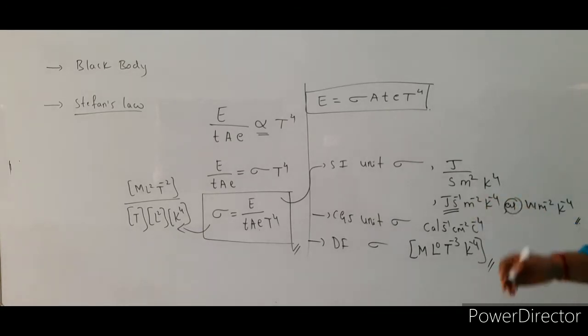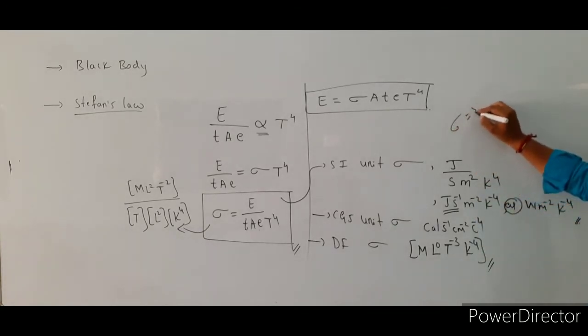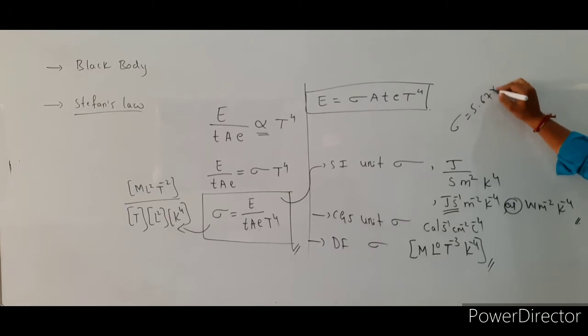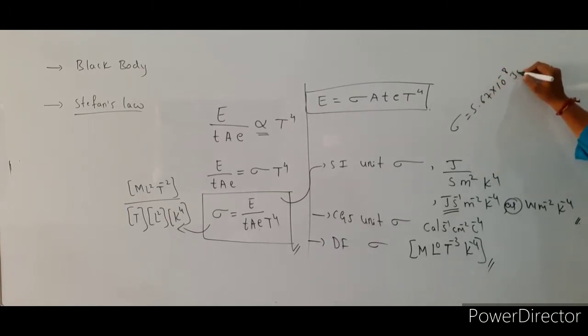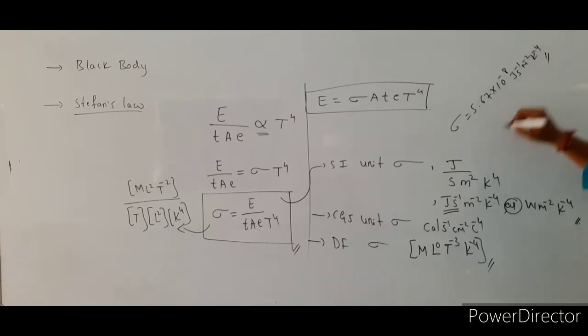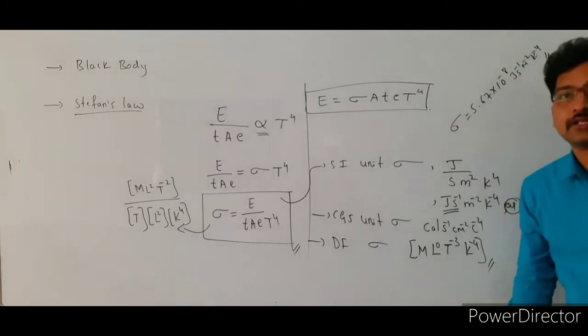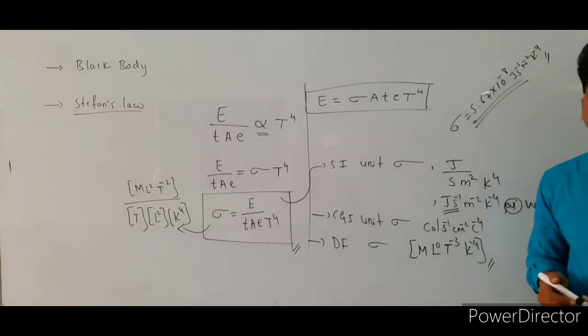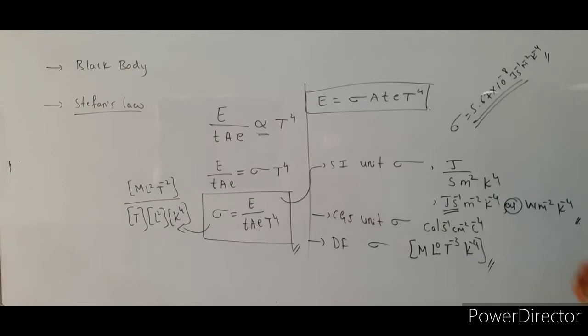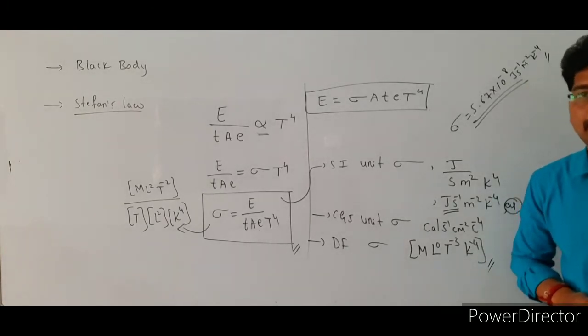So then, what is the sigma value here? The sigma value is, that is 5.67 into 10 to the power of minus 8 joule per second per meter square K to the power of minus 4. So this is a standard value. So that sigma value is 5.67 into 10 to the power of minus 8 joule per second per meter square K to the power of minus 4, right?